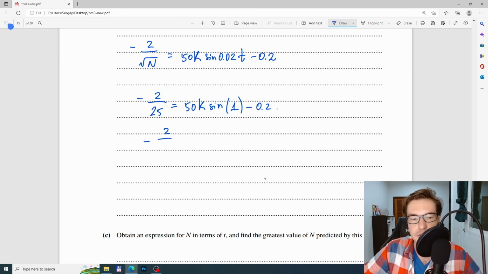I will get -2 over 25 equals 42.07k minus 0.2. That's when I calculate the value of sine 1. By the way, you have to make sure that you are in radians. And when I rearrange this equation, I will find that k equals 0.000285. That's the answer for that question.